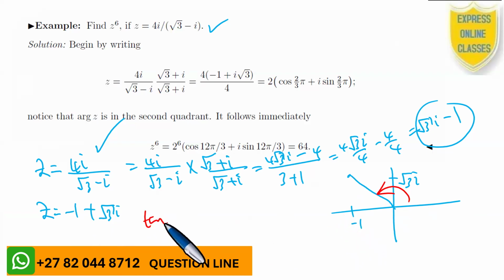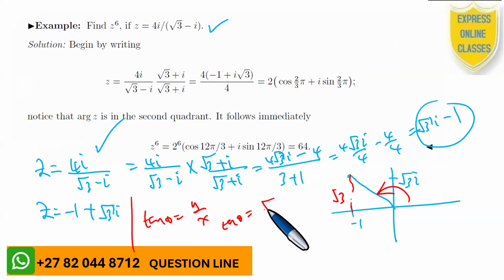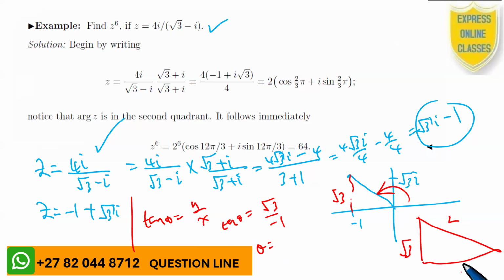So this you're going to use tan theta is y over x. Y is root 3, x is minus 1. So which means theta now, opposite root 3, root 3 to 1, this part of 6, part of 3. Okay.